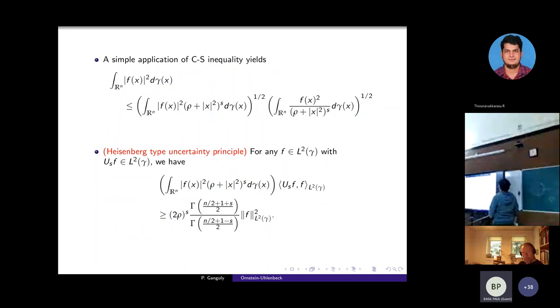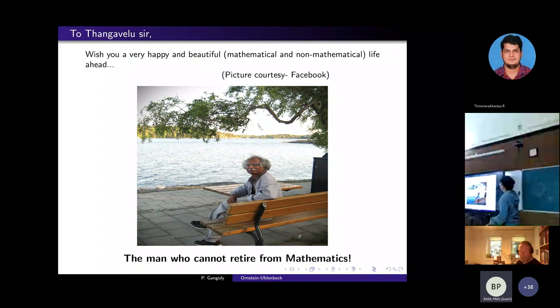So, okay, I think that's all I have to say for the mathematical part. Now I will just finish this talk with the last slide, which is dedicated to Thangavelu sir. I will not say a very happy retirement or something like that, because I believe he cannot retire from mathematics. So thank you.